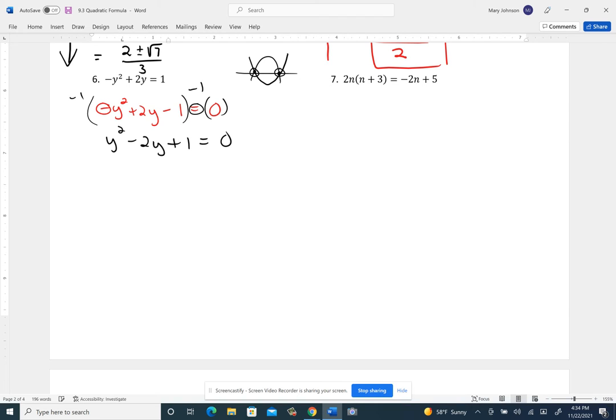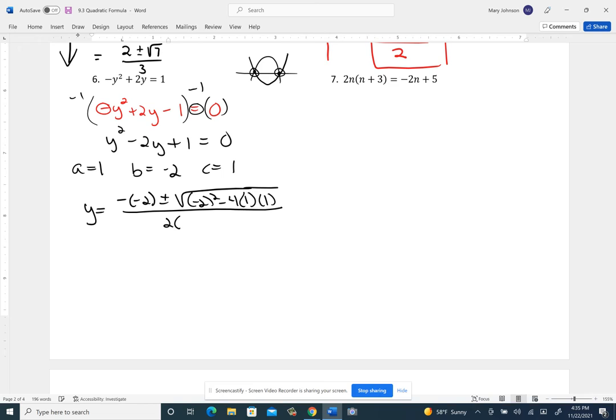Now that one, to me, would have been factorable, and that's what I would have done at that point, but we were asked to use the quadratic formula. So I want you to see what happens if you use the quadratic formula. So a is 1, b is -2, and c is 1. Okay. So if I plug into the quadratic formula, I'm finding the value of y. Opposite of b, the b is -2 gets squared, minus 4 times the a times the c. All of that over 2 times the a value.